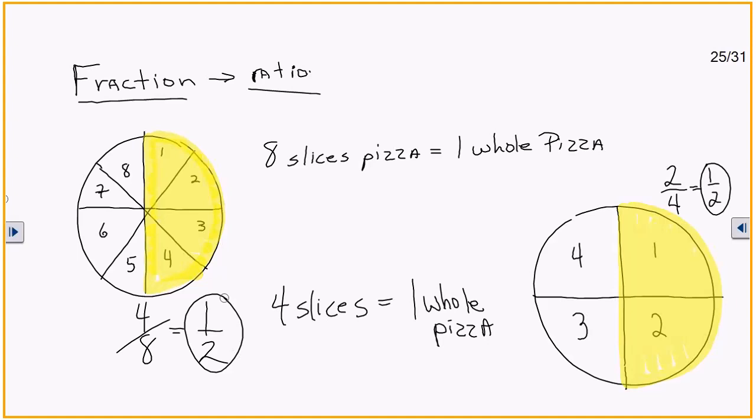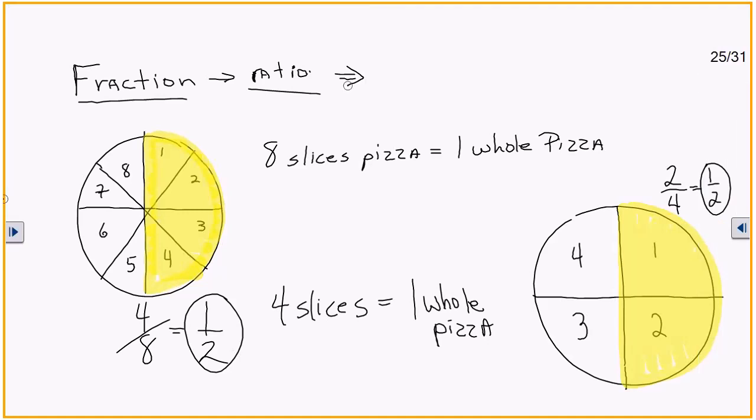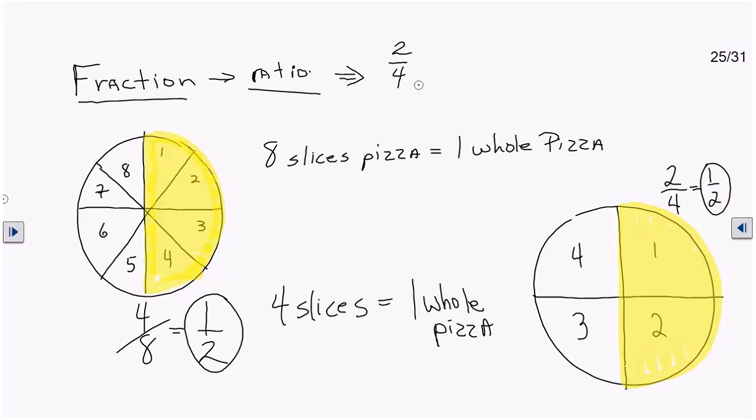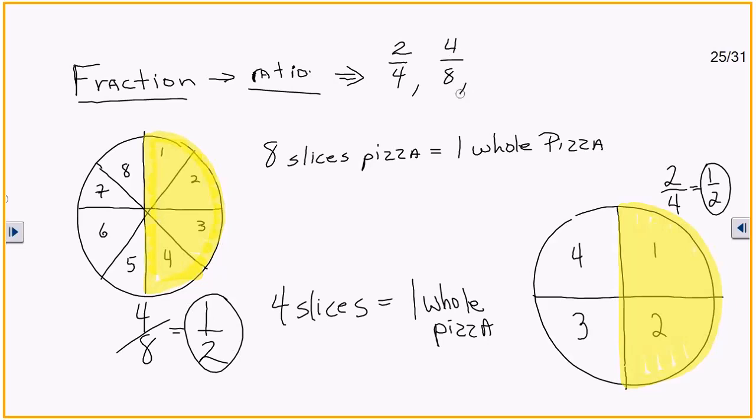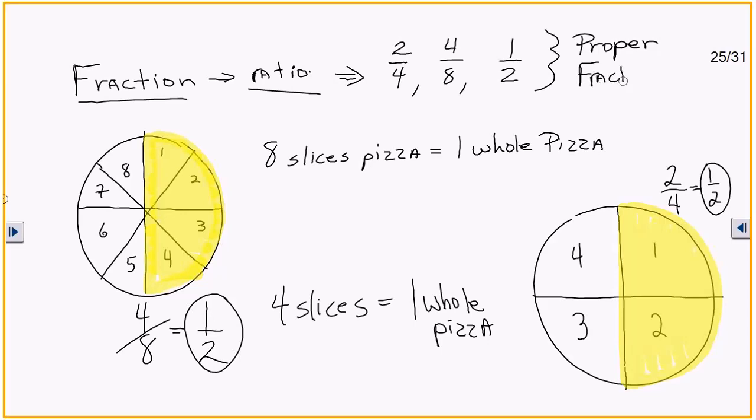All right, that is a fraction. What I just wrote, 2/4, is what we call a fraction. 4/8 is a fraction. And 1/2 is a fraction. All those are fractions. These are what we call proper fractions. Proper fractions are fractions that are bottom heavy. The number on the bottom is bigger than the number on the top.